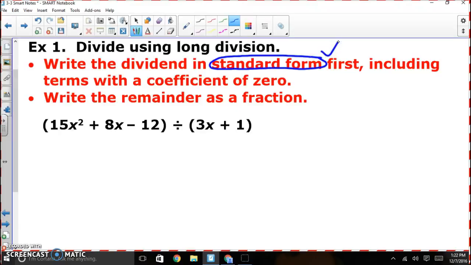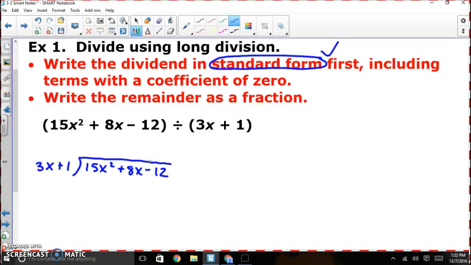Now from here, we are going to set up our long division. We're going to take our divisor, which in this situation is 3x plus 1. We represent our long division bar, and now we represent our dividend, 15x squared plus 8x minus 12.